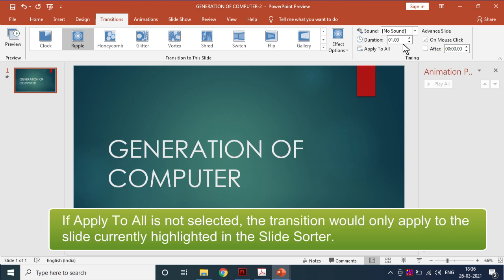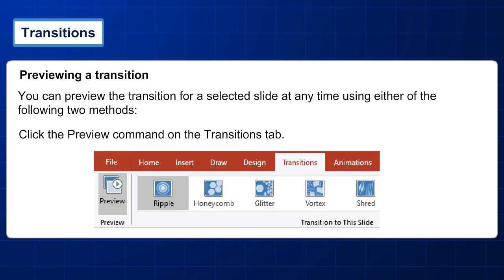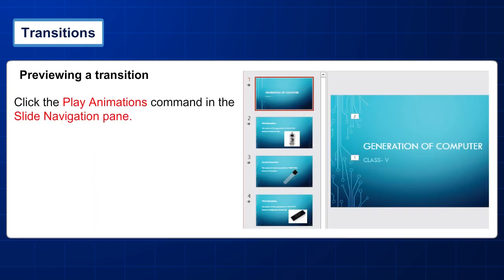If Apply to All is not selected, the transition would only apply to the slide currently highlighted in the slide sorter. Previewing a transition. You can preview the transition for a selected slide at any time using either of the following 2 methods. Click the Preview command on the Transitions tab. Click the Play Animations command in the Slide Navigation pane.